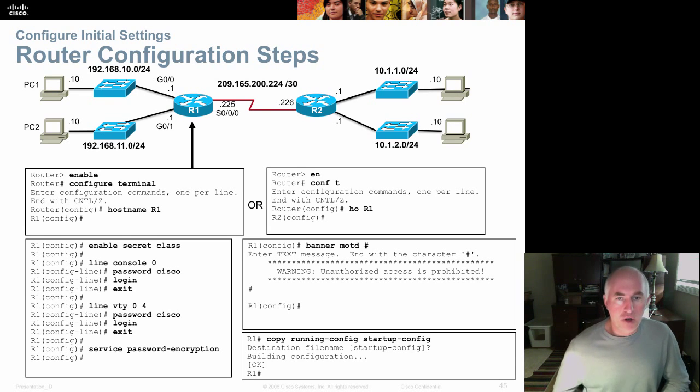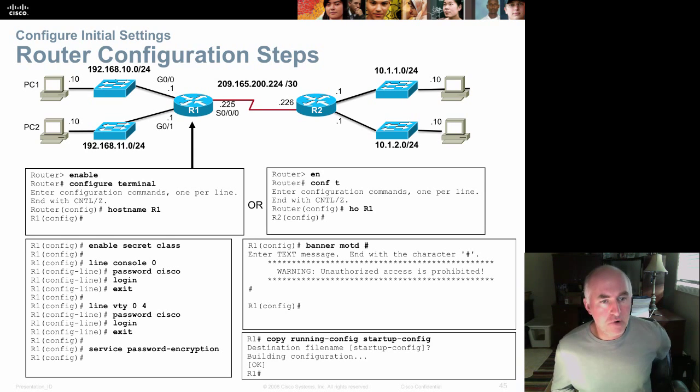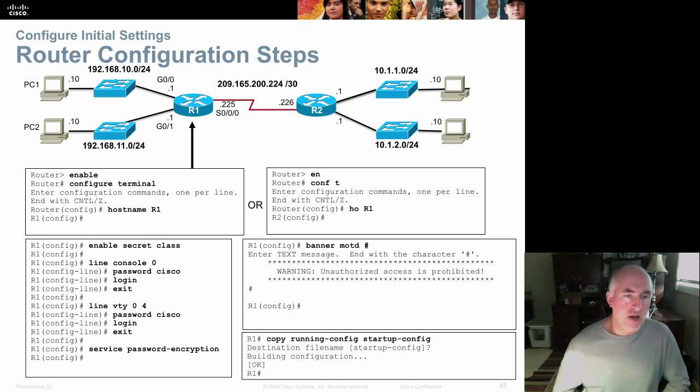The next thing we're going to want to do is set up passwords on the interfaces. So we're going to set different passwords. In this case, we've set a password on the enable prompt and a password on the console and the remote access ports.